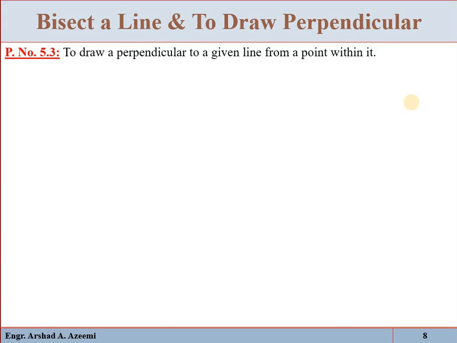Now, to draw a perpendicular to a given line from a point within it. Again we have different cases. Suppose this is the given line AB. Now for example, a point is given on the line, that is point P. AB is the given line and P is the given point.